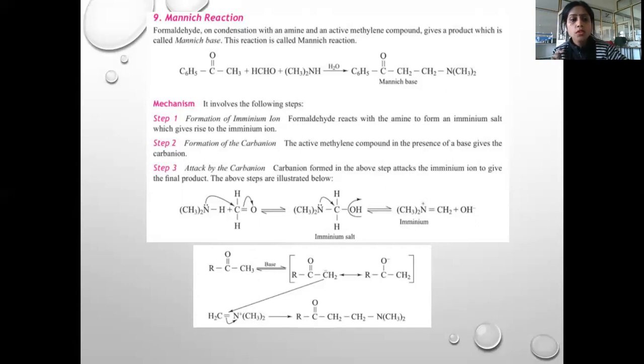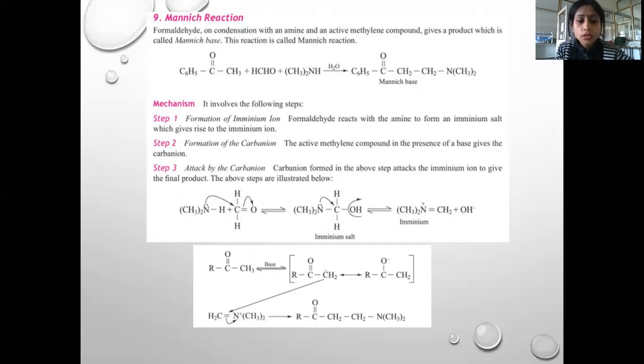The first step is the formation of iminium ion, or an iminium salt will be forming. So formaldehyde reacts with the amine to form an iminium salt. And then that later on gives an iminium ion as shown in the figure.